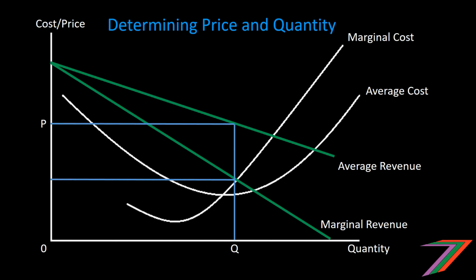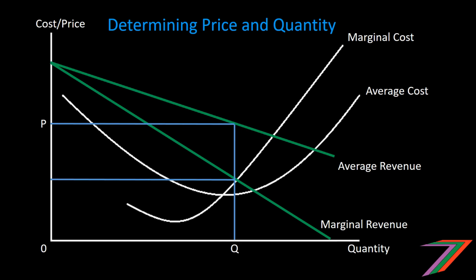So in order to explain market structure, I'm going to be using the model that I have here in this diagram. We have on the y-axis cost and price, and on the x-axis quantity. And what we have in this graph is marginal cost and average cost, as well as marginal revenue and average revenue. And these three curves interact in order to determine our equilibrium price and quantity.